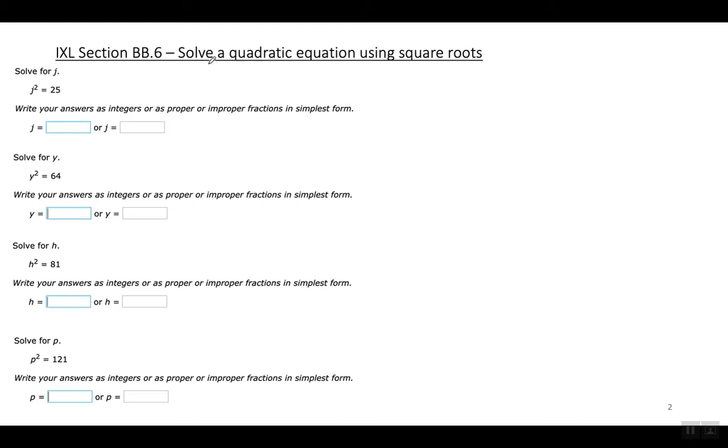In all of these, you're going to be solving these quadratic equations. Here's my first example. You're solving for j. The first example says solve for j squared equals 25. So you have to find out what j is. It's a simple process for most of these. j is the square root of 25.